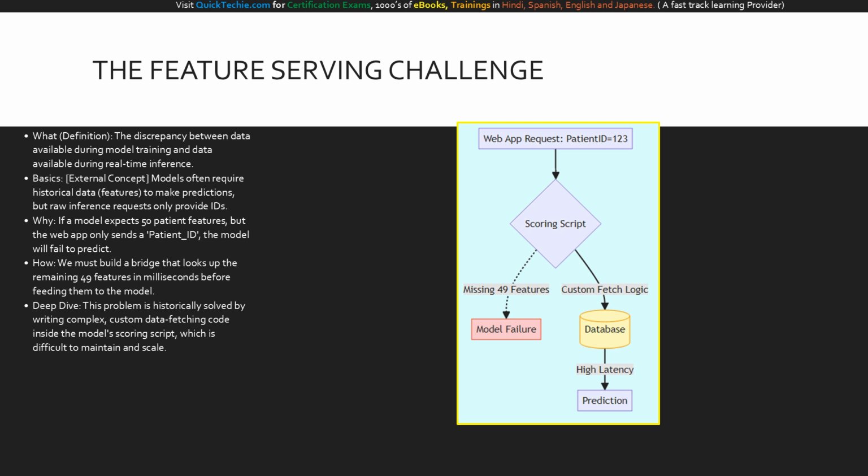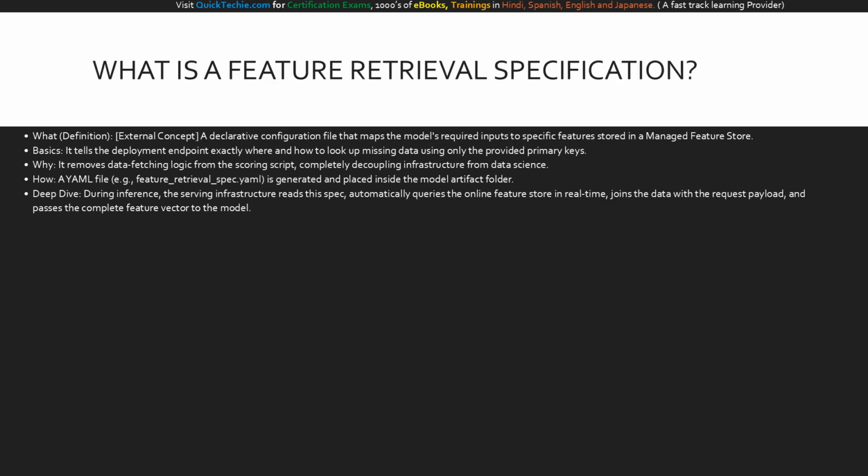This diagram highlights the traditional, problematic workflow. The web app sends a simple patient ID. The scoring script receives it, but the model expects full feature data. Without a proper mechanism, this leads to a model failure, shown in red. If we use custom fetch logic to query a database, we often introduce high latency, creating a poor experience for the end user.